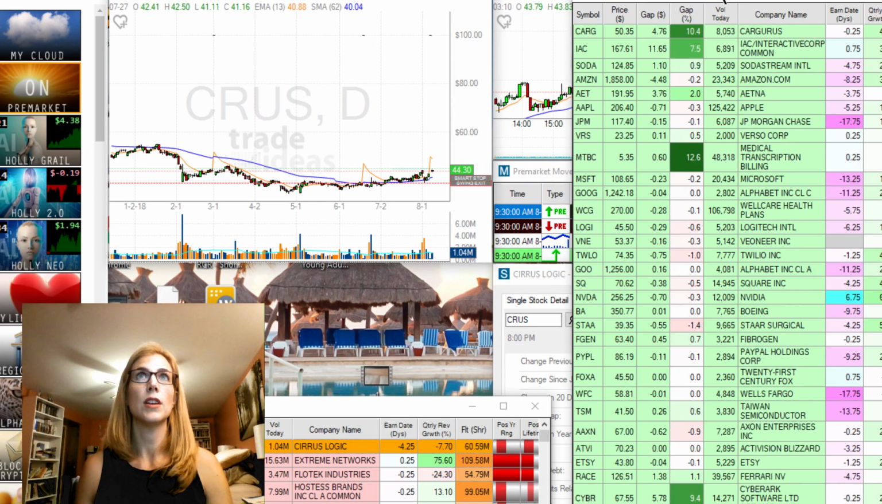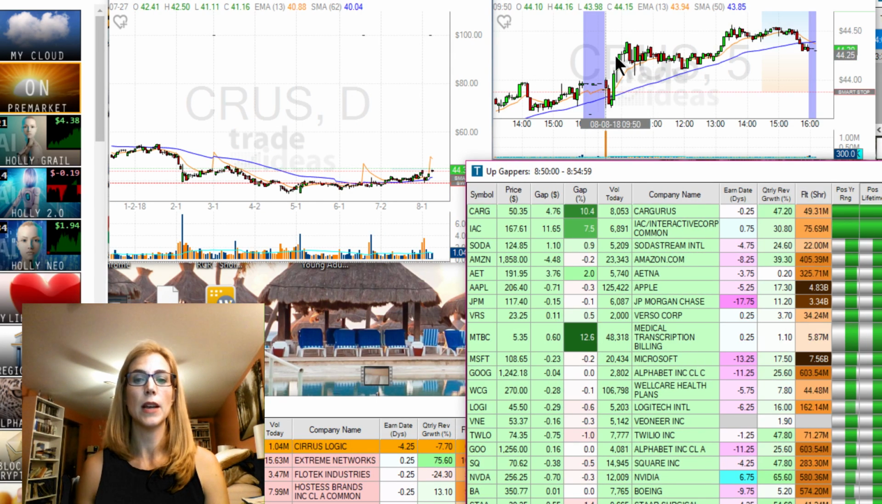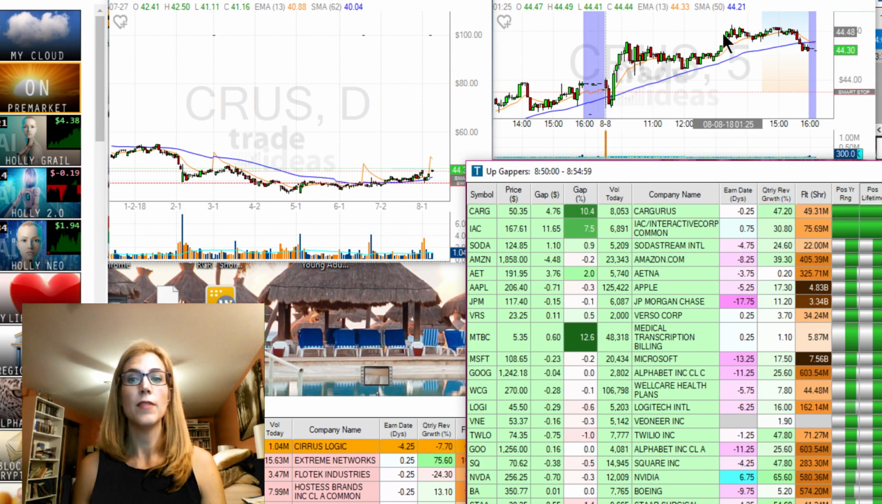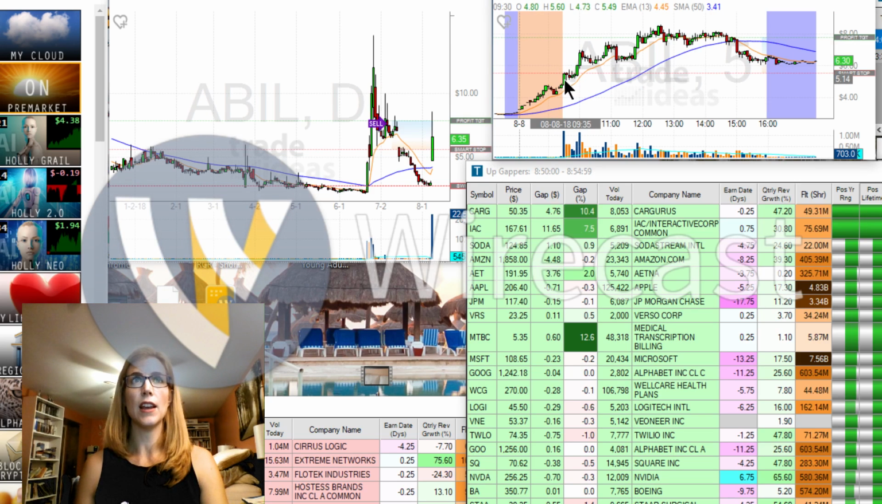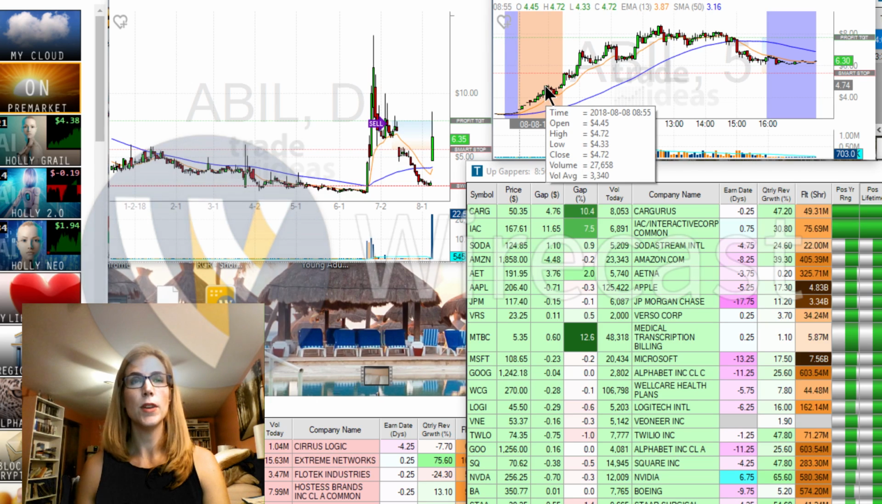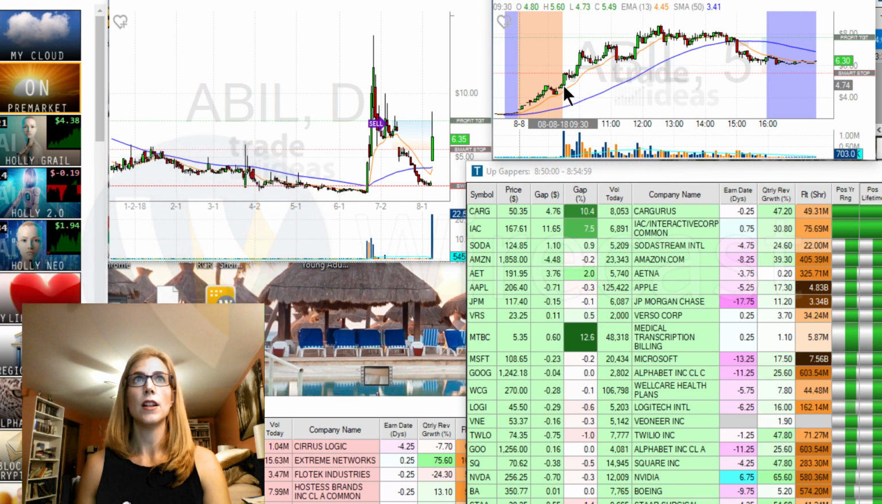I'll show you. You can see right here, and I'll explain my setup a little bit. This is the 5-minute chart versus the daily chart. If you look at ABIL today, you can see I had it, hey, if it breaks out 479, this is going to be a good stock to go ahead and get in on. Look at that. It happened to open.